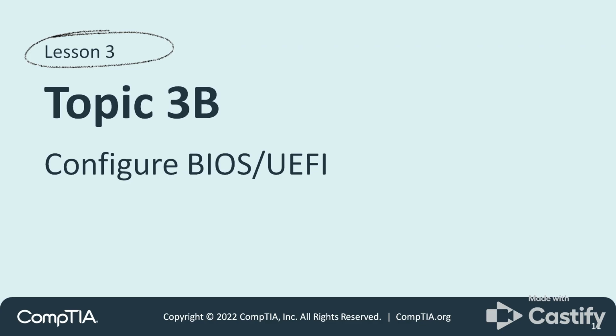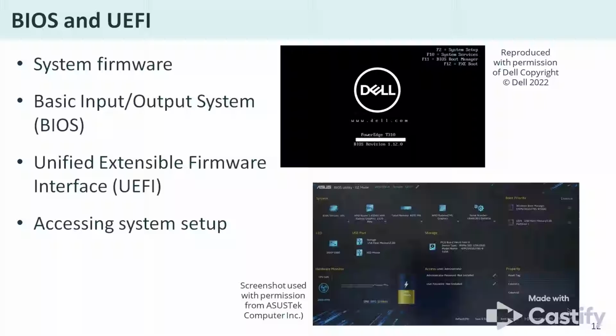Okay. So 3B, configure BIOS and UEFI. Configure BIOS and UEFI. So what is BIOS? We call it Basic Input and Output System. Then UEFI means, okay, here we go now. So BIOS and UEFI, right? So I think let me stop. Okay, let's continue. So system firmware, BIOS and UEFI.